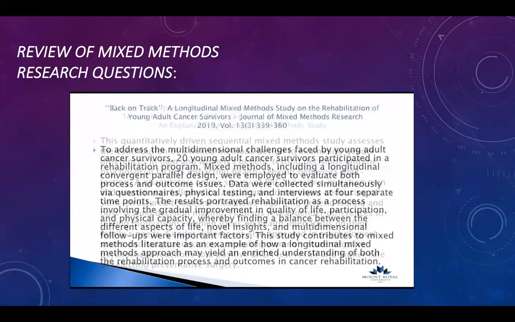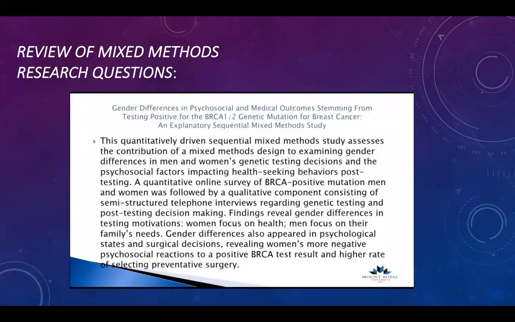And the second study is an interesting study looking at gender differences in psychosocial and medical outcomes stemming from testing positive for the genetic mutation for breast cancer. And here they looked at both men and women, and they used a combination of the quant and the qual to really be able to refine what that kind of outcome was in relation to that diagnosis.